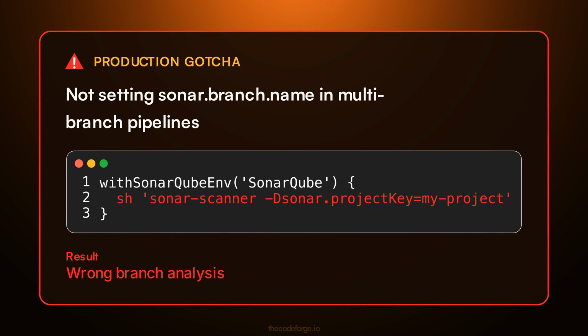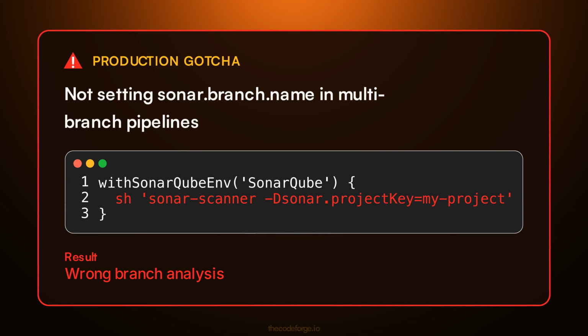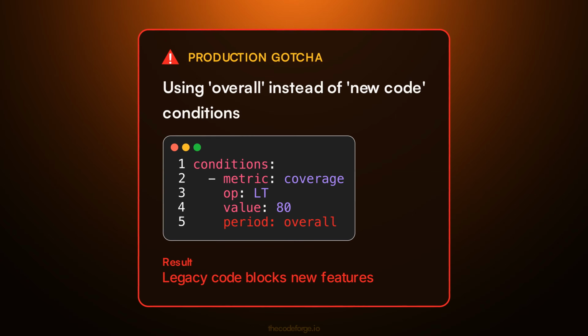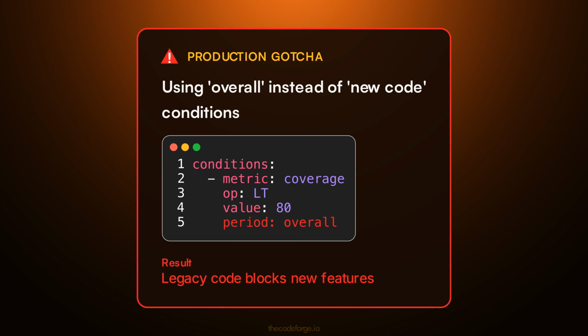Without sonar.branch.name, SonarQube merges all branches into the default branch, making per-branch quality gates impossible. Add the sonar.branch.name property to the scanner command. Using overall conditions penalizes legacy code, causing the gate to fail on old, low-quality code. Switch to new code conditions so only new changes are evaluated.